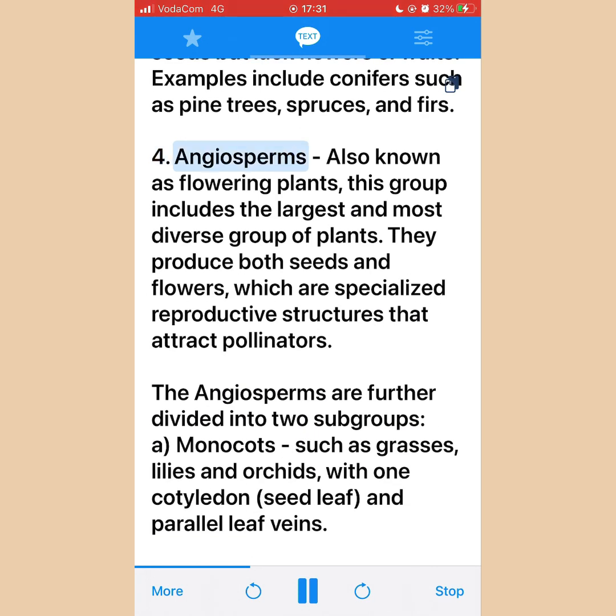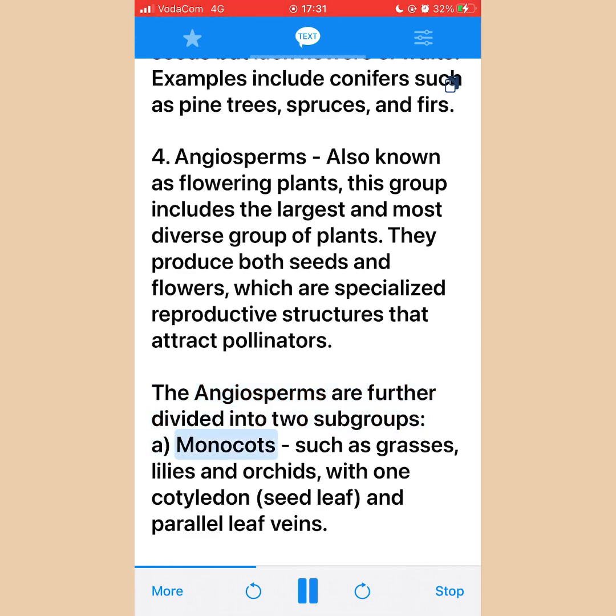4. Angiosperms, also known as flowering plants. This group includes the largest and most diverse group of plants. They produce both seeds and flowers, which are specialized reproductive structures that attract pollinators. The angiosperms are further divided into two subgroups.